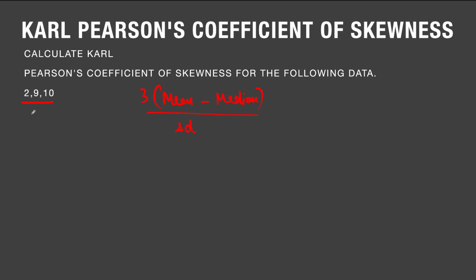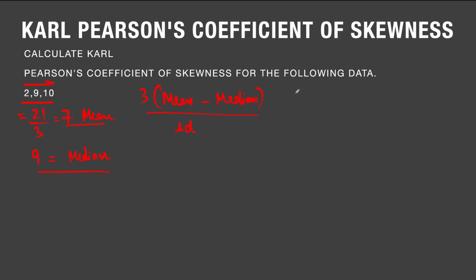Let me quickly find out the mean. The sum of the 3 is 2 plus 9 plus 10, which is equal to 21. 21 over 3 is nothing but 7. So 7 is the mean. All of this data is in ascending order, so 9 becomes the central term, which is also equal to the median. So I have the mean, I have the median.